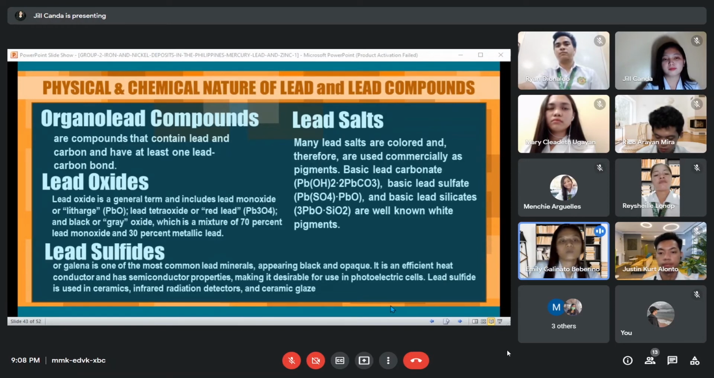The basic lead sulfate helps provide efficient long-term economic heat stability to flexible and rigid PVC. Also, the basic lead silicates are used by the glass, ceramic, paint, rubber, and plastic industries. So next, please.